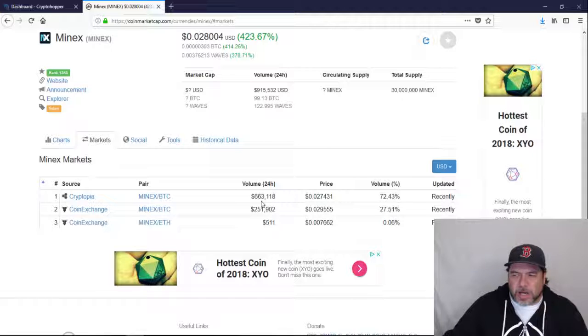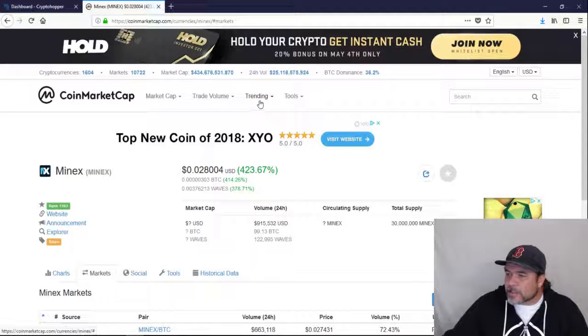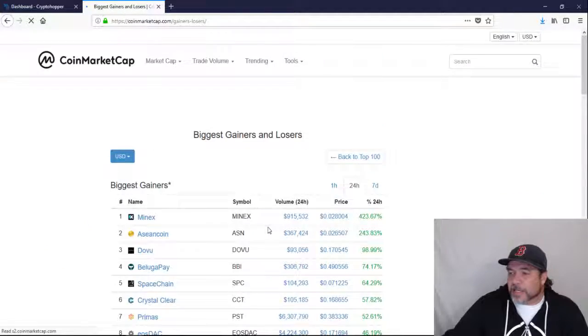Yeah, it shot through the roof today, but there's a good chance it's because a whale dumped a bunch of it and took profit or manipulated the market. So there's lots and lots of ways to find coins.